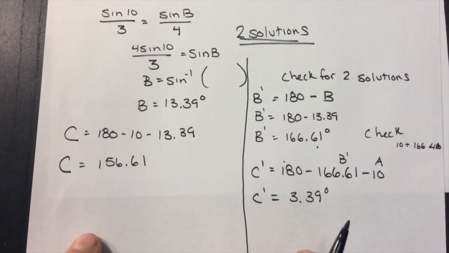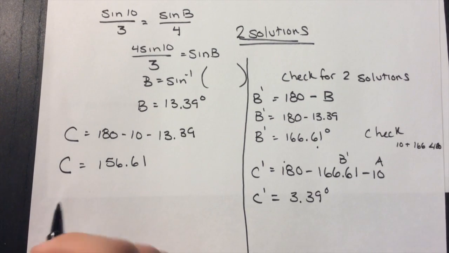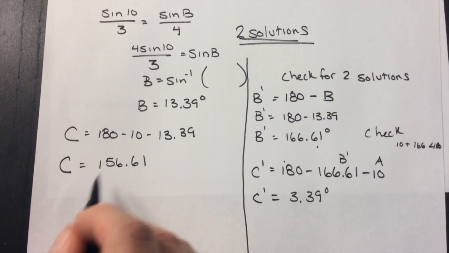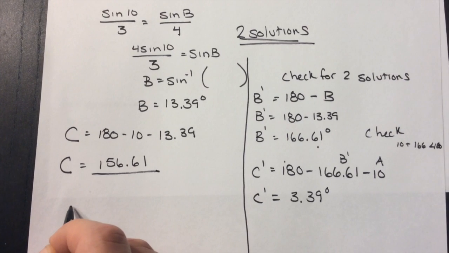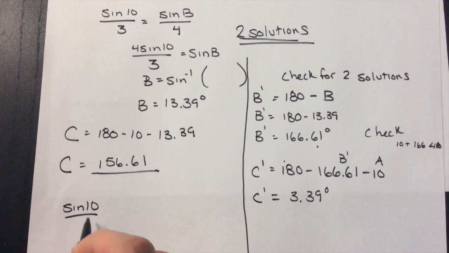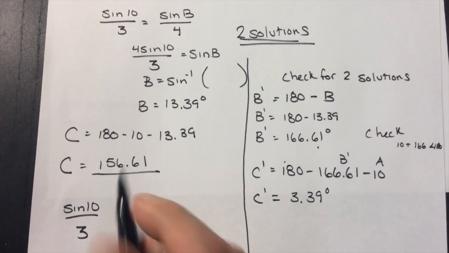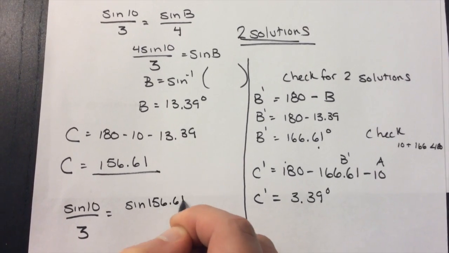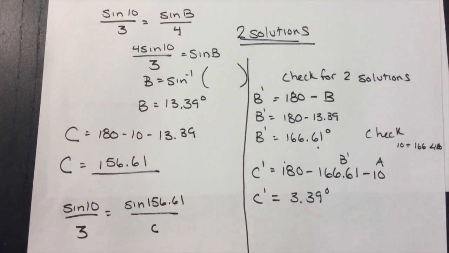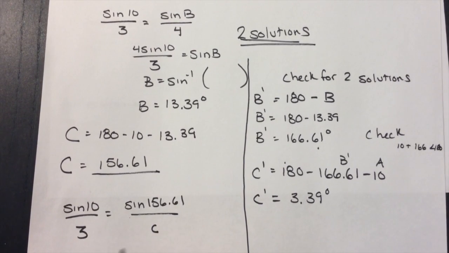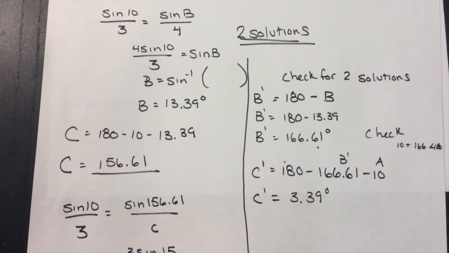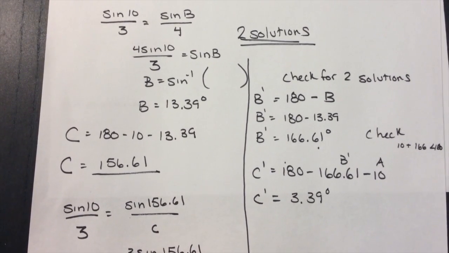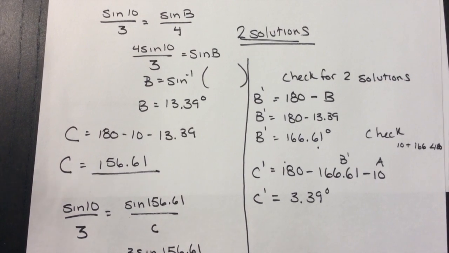So then I still have to find side C for both of these. So that's the case. We're going to say sine of 10, which is A, over 3, equals sine of 156.61 over little c. So if we multiply this out, we get c equals 3 sine 156.61 over sine 10.